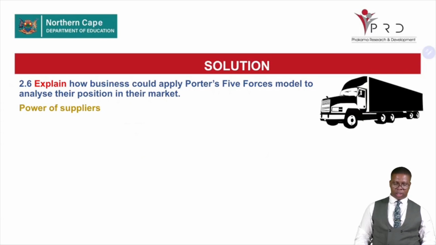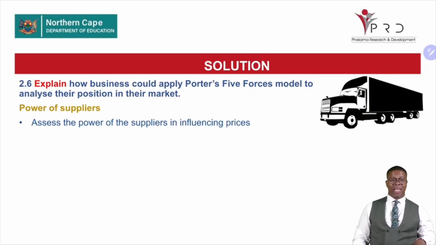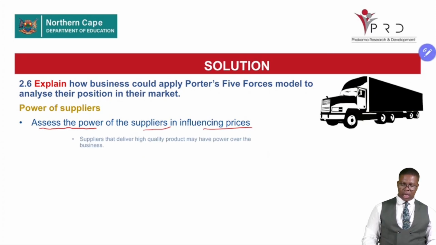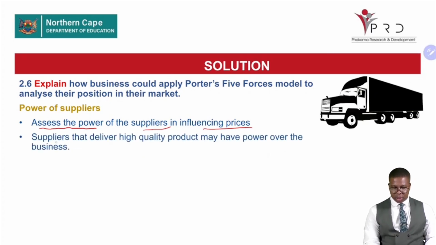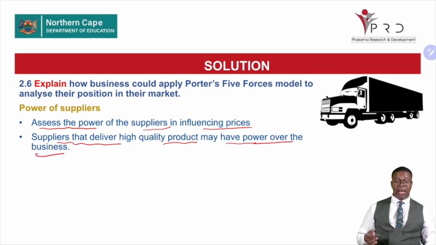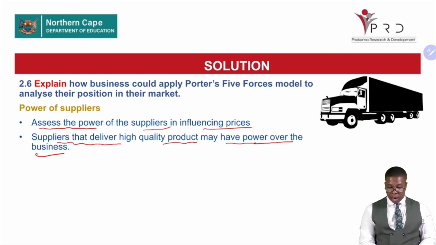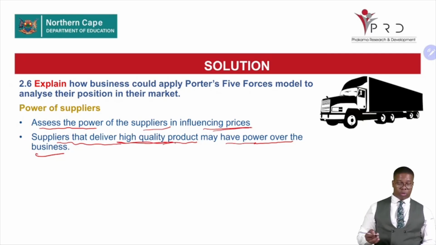For instance, when you're looking into suppliers, the business will be assessing itself against its suppliers. So what the business will be doing is to assess the power of the supplier in influencing the price. And then they should know that suppliers that deliver high quality products may have power over the business because they are delivering quality. So the supplier has power because of the quality, and will have power to influence the price because they are offering quality products or raw material.